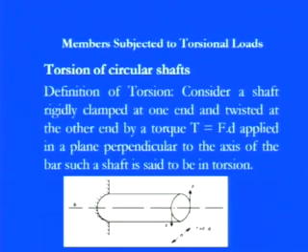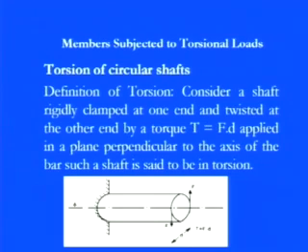So, consider a shaft with a cantilever arrangement, which is clamped at one end and twisted at the other end by a torque. Always, when we apply a torque, there is a force at the extreme corner times the diameter. So this torque is F into D, applied in a plane perpendicular to the axis of the bar, such that the shaft is said to be in torsion. That means the forces are always applied in such a way that they tend to move the shaft in a clockwise or anti-clockwise direction.